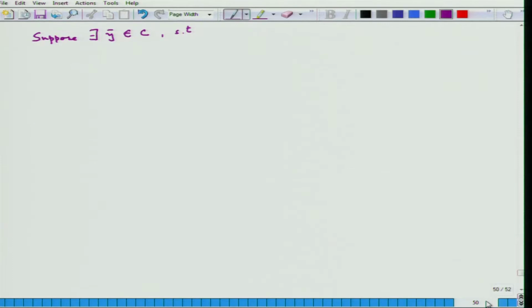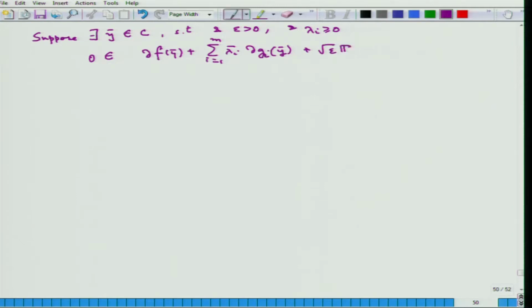Now, suppose I have a y bar element of C, and epsilon greater than 0, such that I know that 0 is not exactly in this set, that is del f(y bar) plus summation lambda_i bar del g_i(y bar). There would exist y bar element of C, epsilon greater than 0 and lambda_i bar greater than or equal to 0, such that it is not exactly in this set, but in the flattened set. Then what can I say about f? What is y bar?